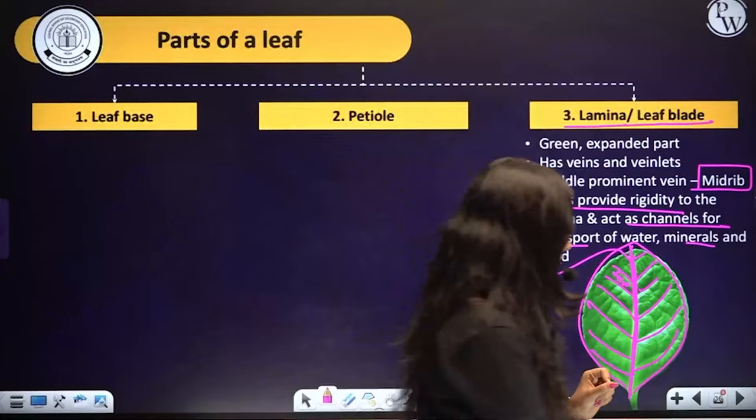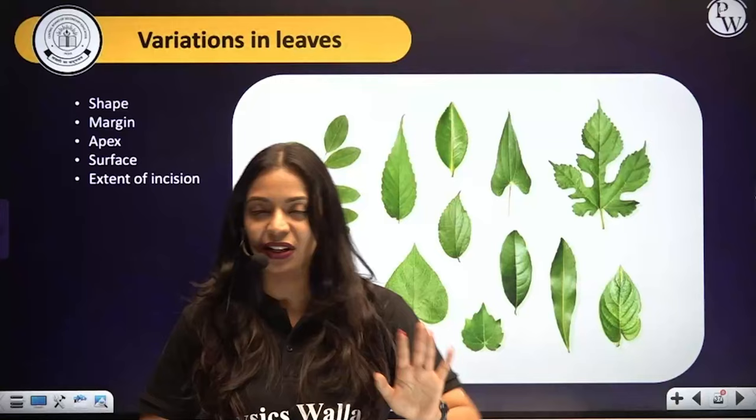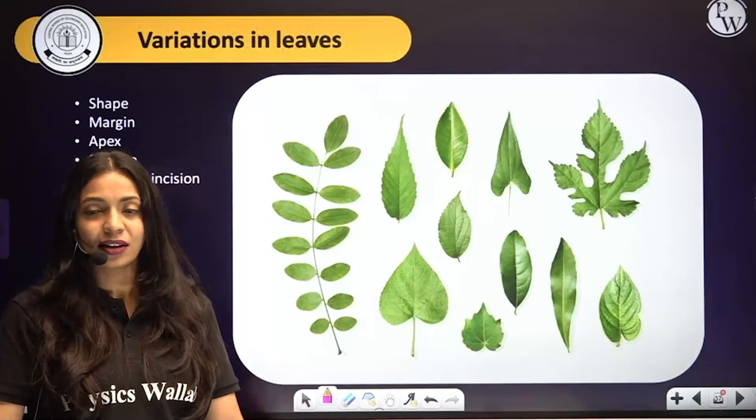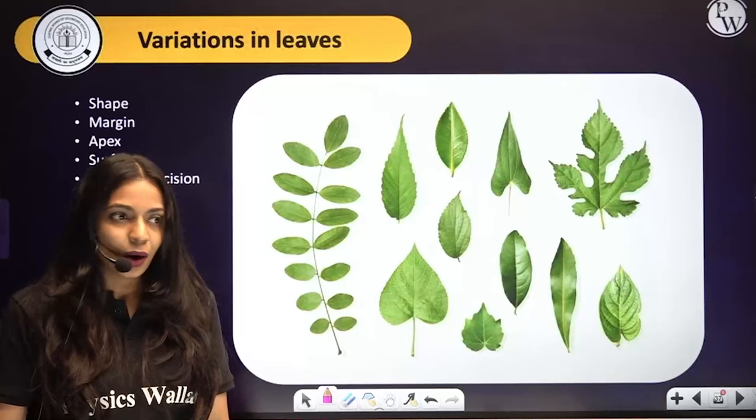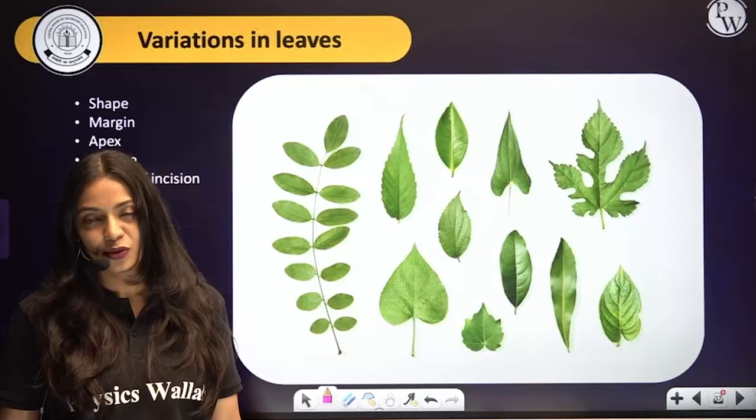Now, you have seen so many different types of leaves, right? Once you take a stroll in the lane that your house is in, or if you just walk into a park, you should start observing and appreciating nature and plants as well. You can see how in a short span of 100 meters, you can find different plants that have so many different kinds of leaves. So because of what are these leaves different from each other?